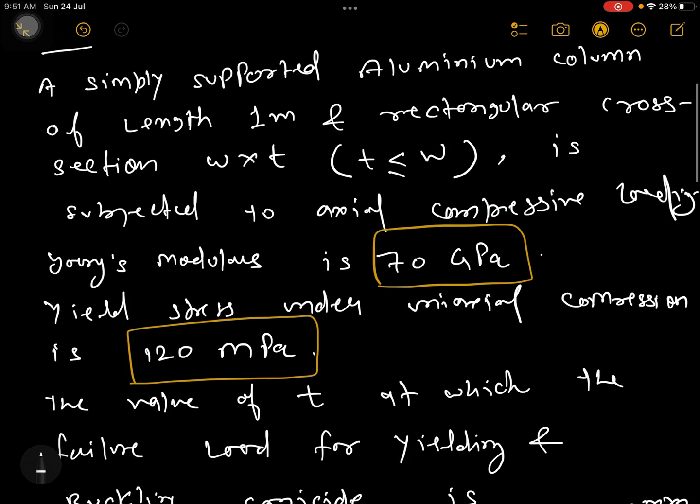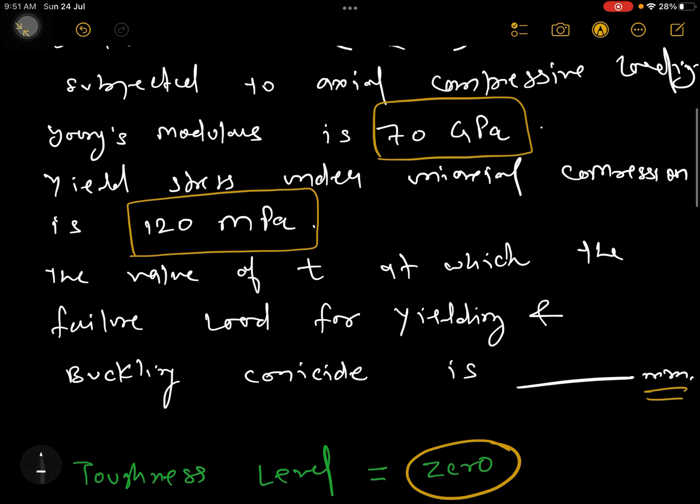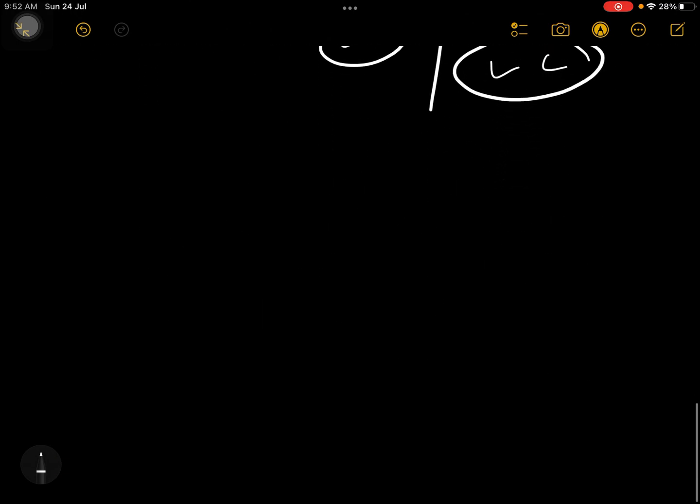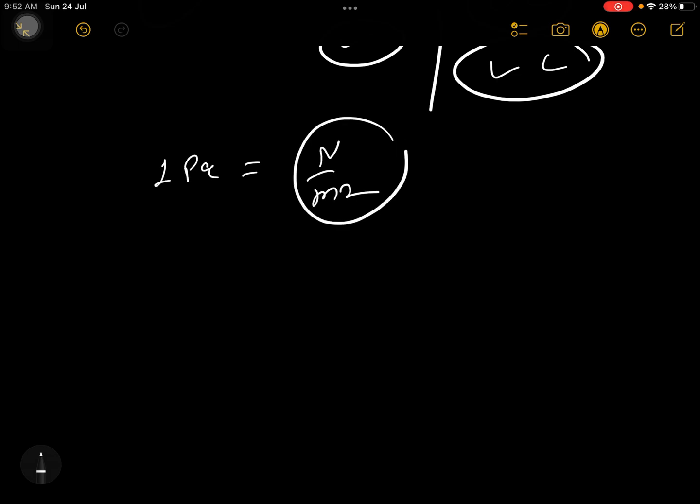So the question is, they have given a simply supported aluminum column. Focus on everything in detail. Before going to the question, I will explain something about gigapascal and megapascal. This is capital M. Students are making mistakes because the question is asked in these units. So remember here, what is the meaning of 1 Pascal? 1 Pascal is 1 Newton per meter square. This is the SI unit. But imagine it is written as Newton per millimeter square.